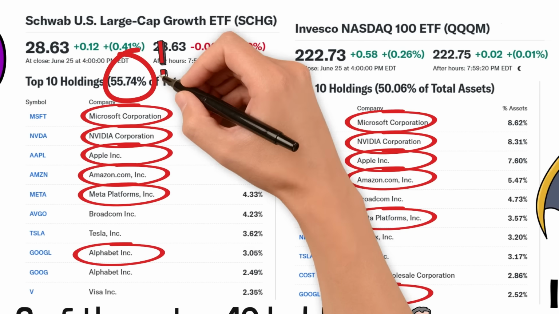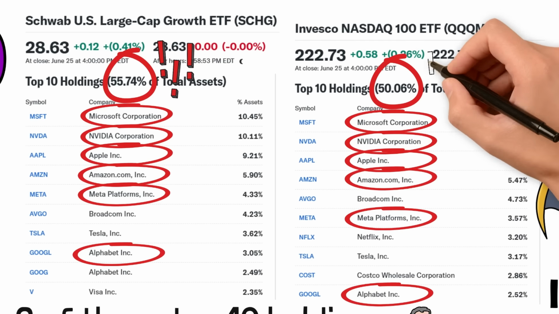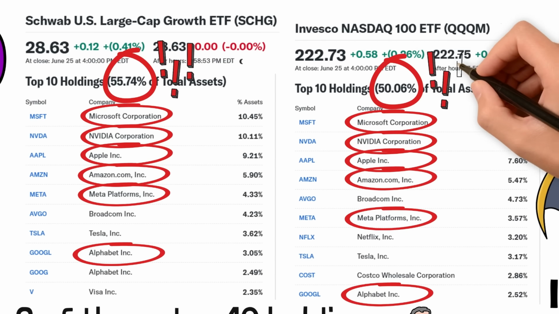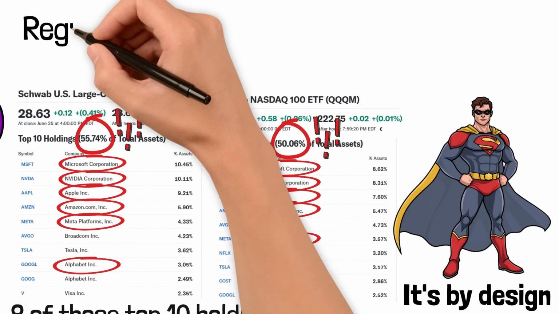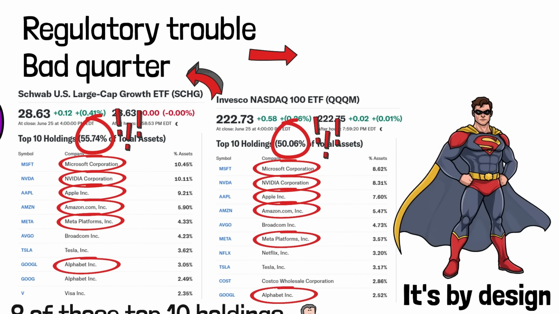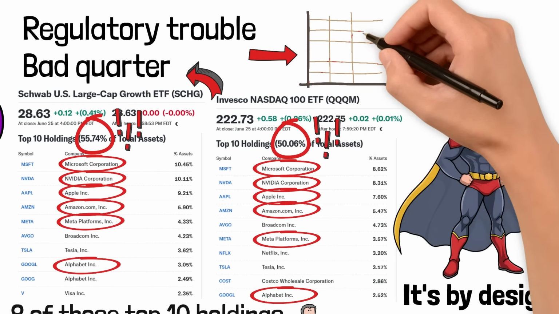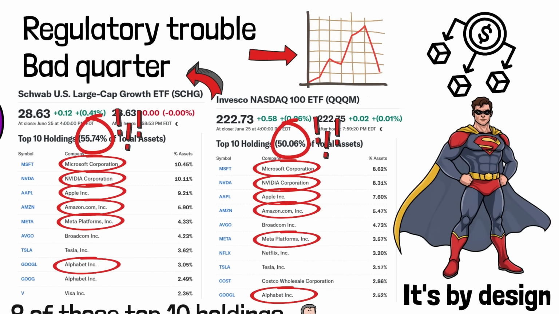For SCHG, the top 10 holdings make up a massive 56% of the entire fund. For QQQM, it's a similarly concentrated 50%. This means that if just a few of those top companies face regulatory trouble or a bad quarter, both of these ETFs will feel the pain significantly, regardless of how the other stocks in the funds are performing. Your real diversification is much lower than the number of holdings suggests.